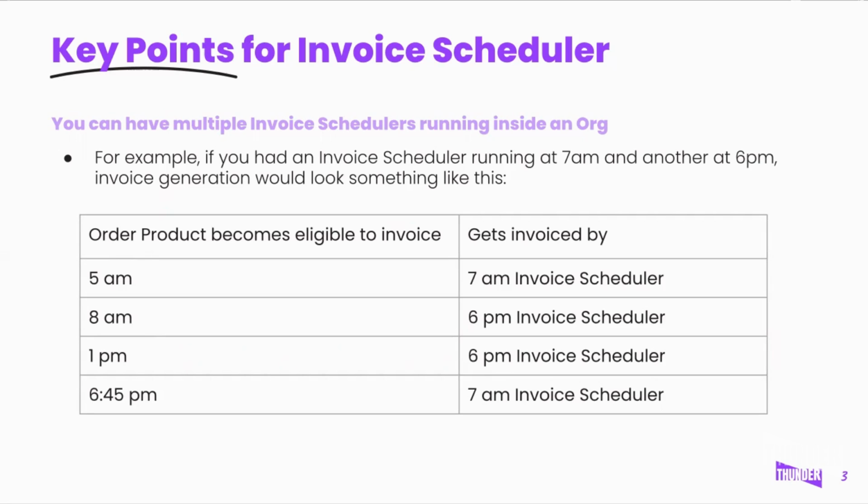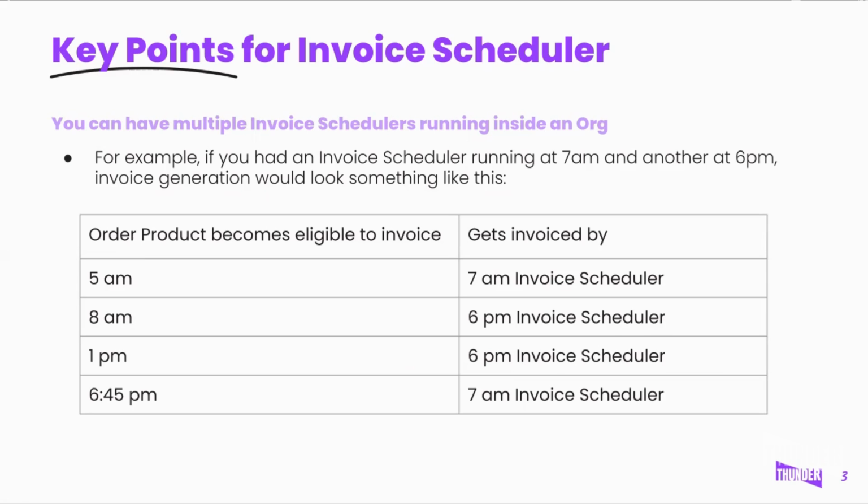So you can see what invoice generation would look like in this kind of example. If an order product becomes eligible at 5 a.m., it's going to get picked up and invoiced by the 7 a.m. Invoice Scheduler. Any order products that become eligible after that 7 a.m. run, such as the 8 a.m. product there in the second row, will have to wait and will get picked up by the 6 p.m. Invoice Scheduler.